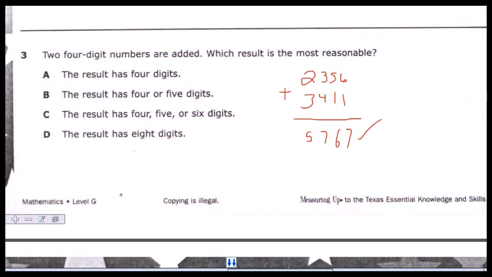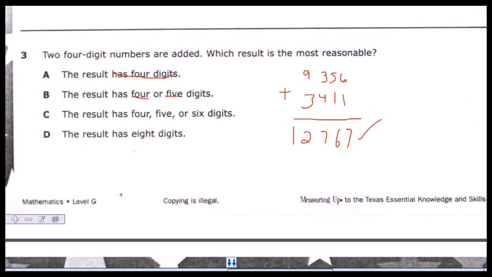But what if this 2, let's write this 2 real quick. What if that 2 would have been a 9? 9 plus 3 is now going to give me 12. So now we have 5 digits. So it's not going to be 8, because it's not just 4 digits. It could be 4 or it could be 5.